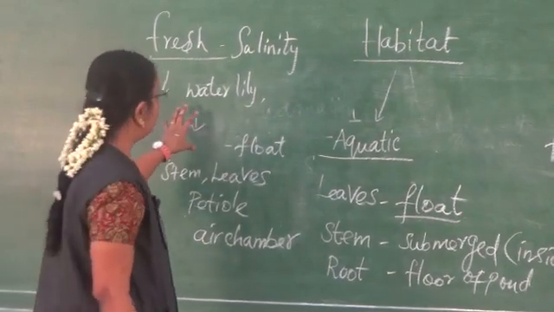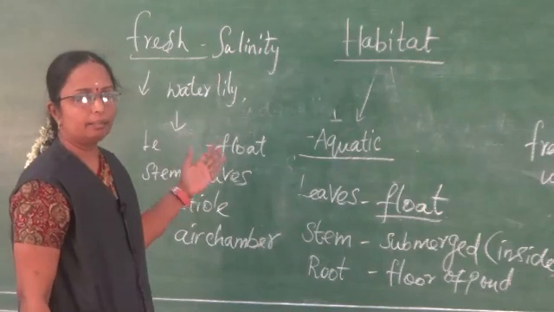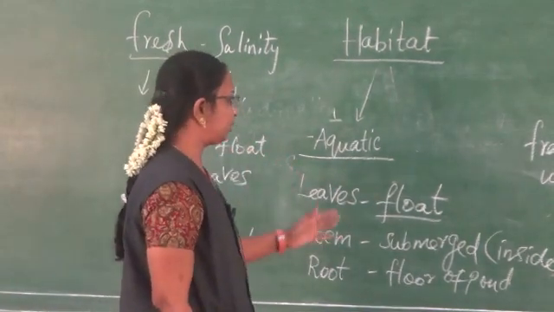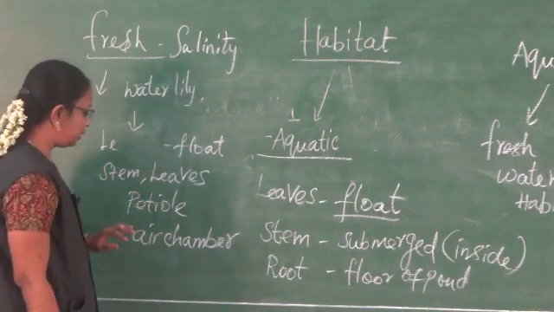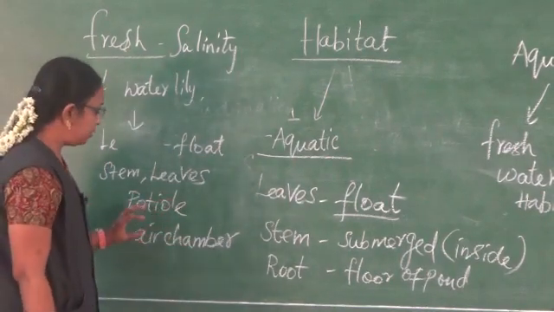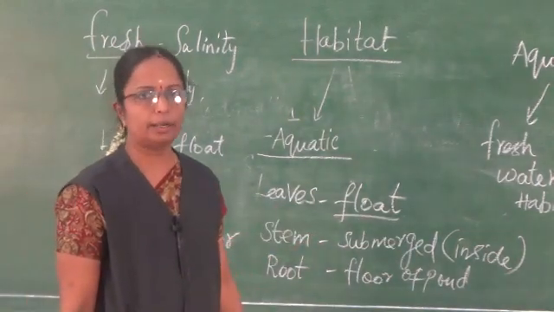Most of the plants are found in river, pond, lake, etc. They are known as freshwater habitat. In them, the leaves, the petiole and the stem contain many air chambers in order to float on the surface of the water.